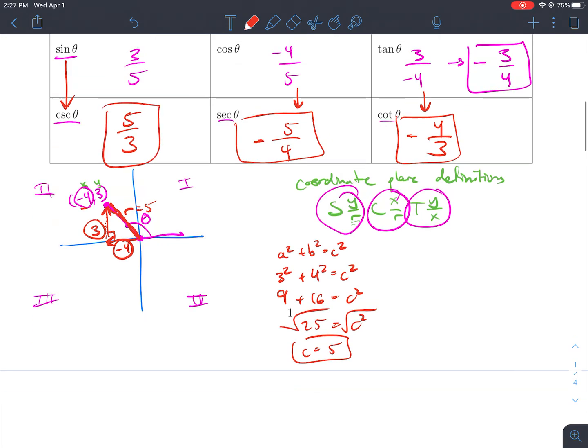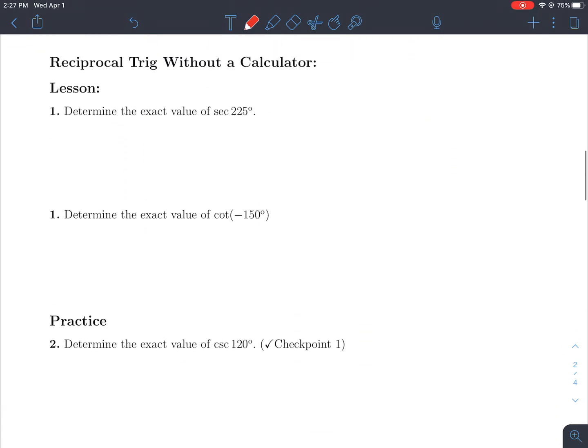So let's do one more thing with reciprocal trig functions. Let's find some exact values without the calculator. So reciprocal trig without a calculator. Guys, put the calculators away. It's time to do some problems that you would think would be really difficult without a calculator. So secant 225. Man, this one's pretty bad.